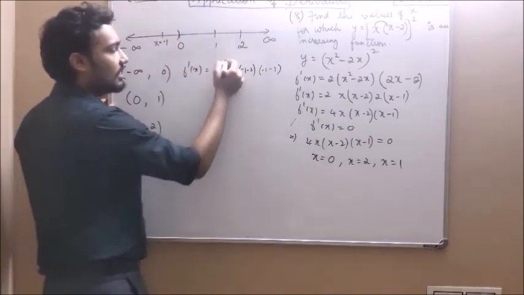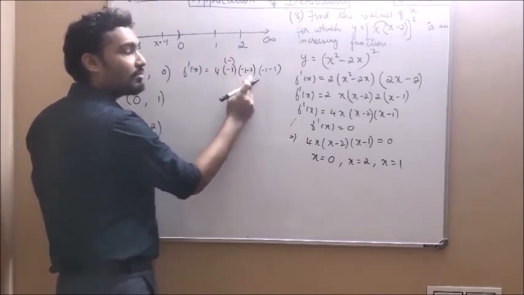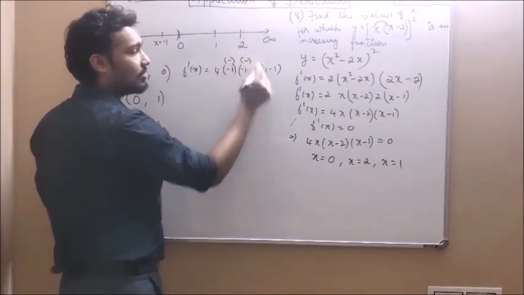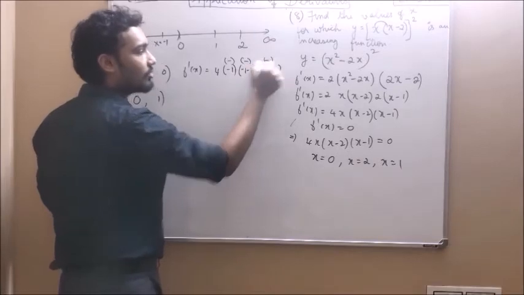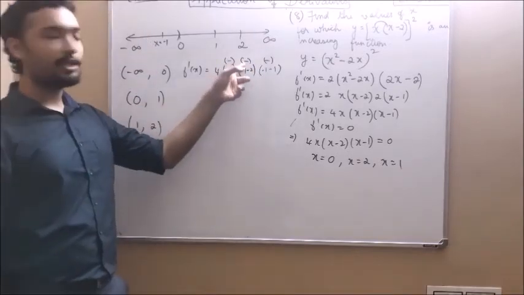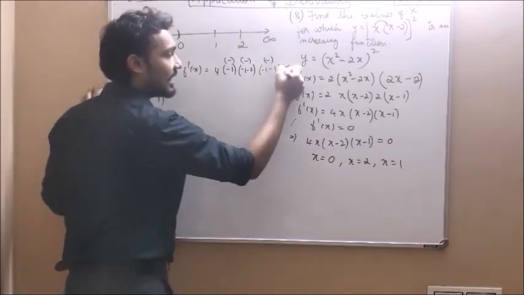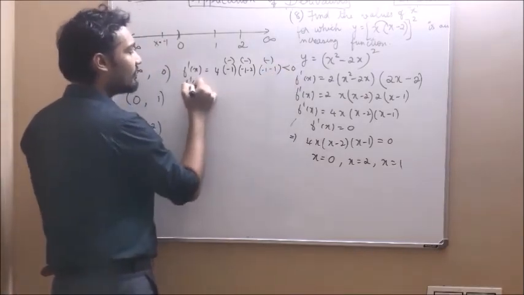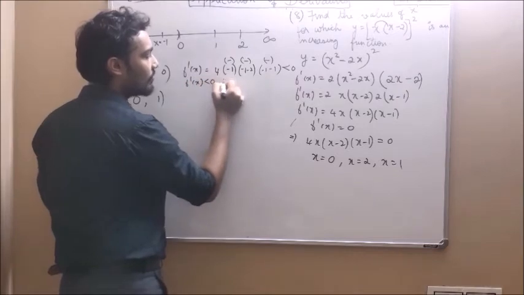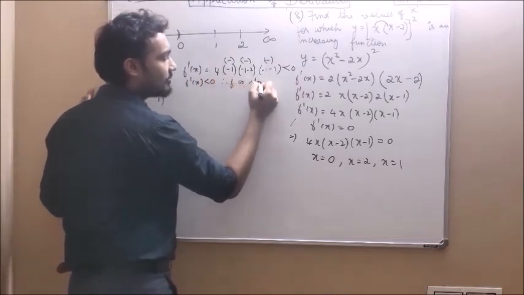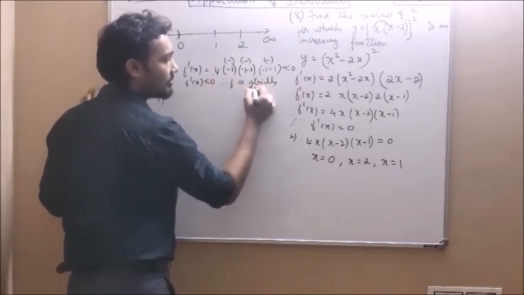Here 4 into minus 1 is negative. Minus 1 minus 2 is minus 3, which is also negative. Minus 1 minus 1 is also negative. Negative into negative is positive, and positive into negative is negative. So here we are getting a negative value, less than 0. So f dash of x is less than 0. Therefore f is strictly decreasing.